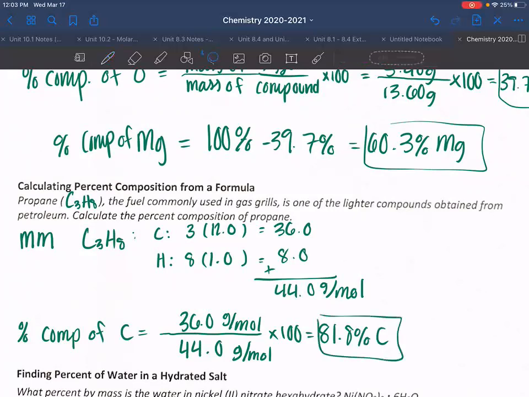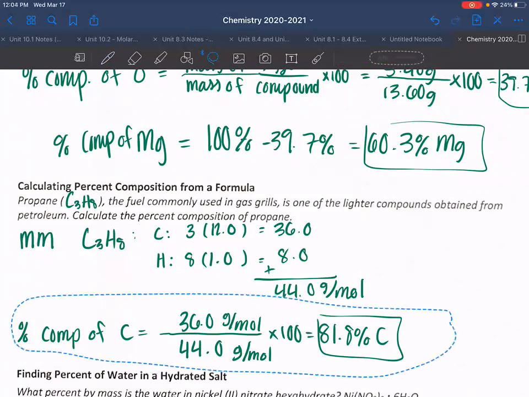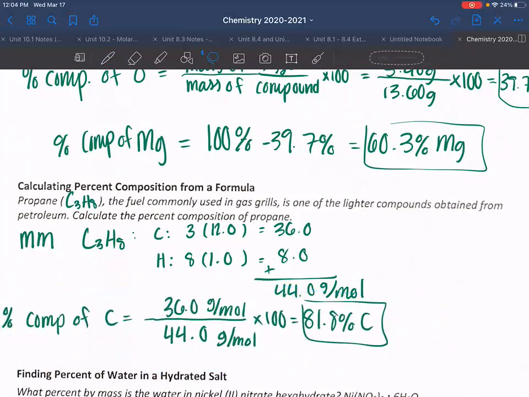Okay. Now, we have to do this for hydrogen as well. I'm going to write it out again, and I'll move some stuff around here. Oh, that was a mess.